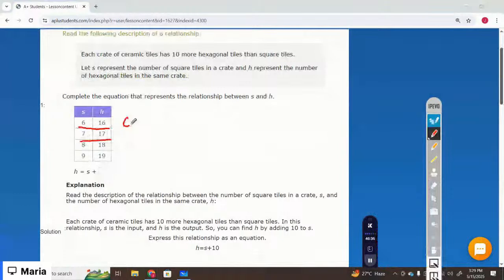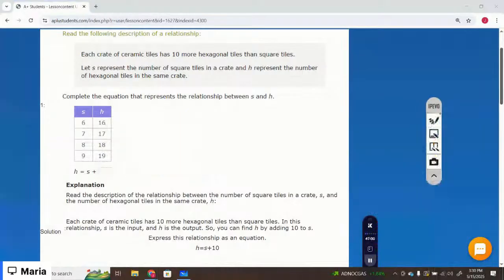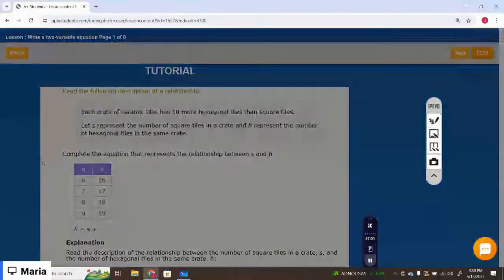So 6 plus 10 is 16. 7 plus 10 is 17. 8 plus 10 is 18. And 9 plus 10 is 19. Okay. So that means H equals S plus 10. Let's just start with the test questions.